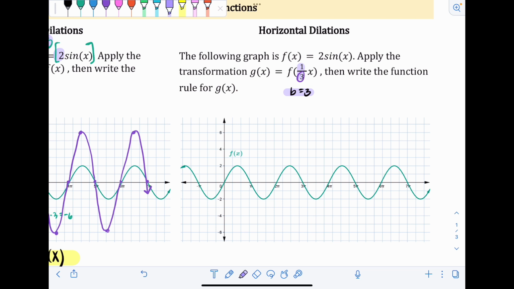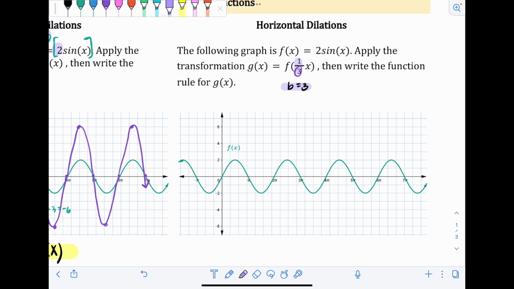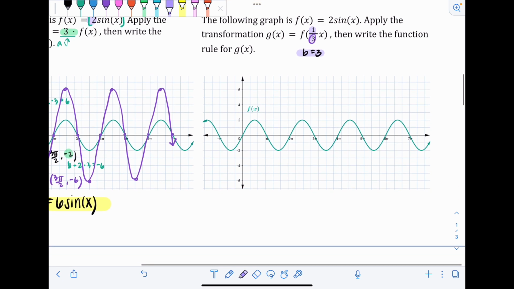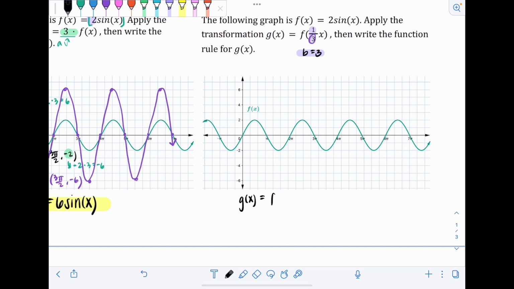And I'll be honest, I tried to graph this and it made it way more confusing, and it was difficult to keep it clean. So I'm going to show it with Desmos. Before we do that, I'm going to write the function rule for g of x. Our transformation rule was g of x equals f of 1/3 x, and I'm going to rewrite f of x down here as well. So it's f of x equals 2 sine of x.